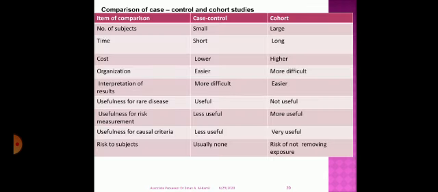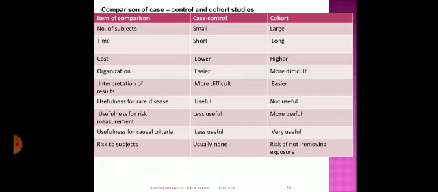In comparison between the case control and the cohort study, we can see that in case control we need a small number of cases, while in cohort we need a large number. The time is short in case control because we have the cases and we ask about the previous exposure, while for the cohort we need a period of follow-up, so a longer period of time. The case control is cheaper than the cohort study. It is easier to organize a case control, while sometimes it is difficult for the cohort.